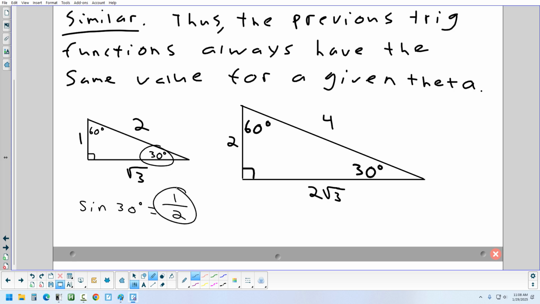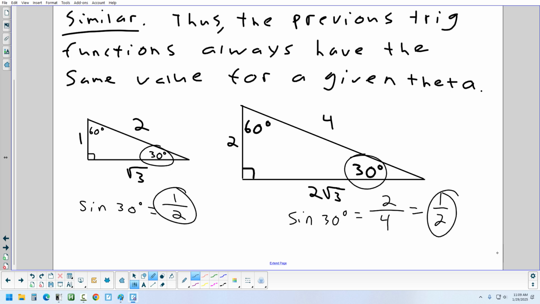Now let's find the sine of 30 in the big triangle. What's the opposite side of the 30 in the big triangle? Yep, 2. And what's the hypotenuse in the big triangle? 4. And 2 over 4 reduces to a half. So the sine of 30 is always a half, no matter what size triangle you draw. And that works for any angle. I just picked 30.